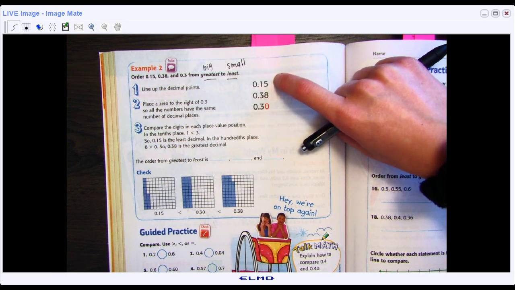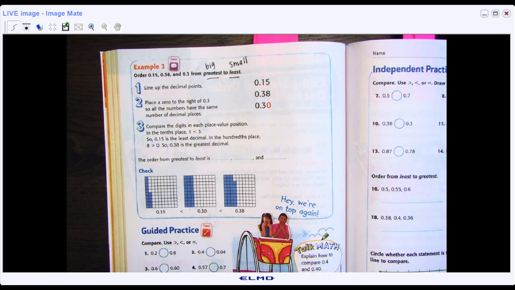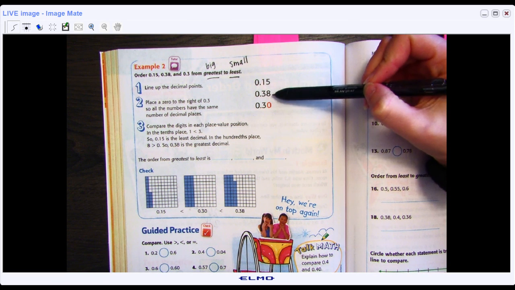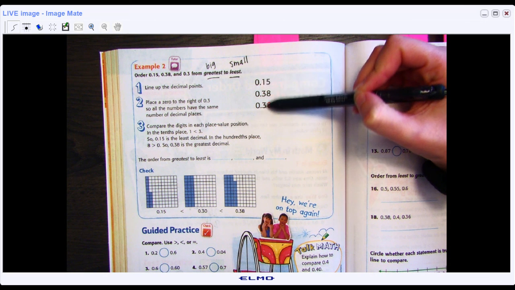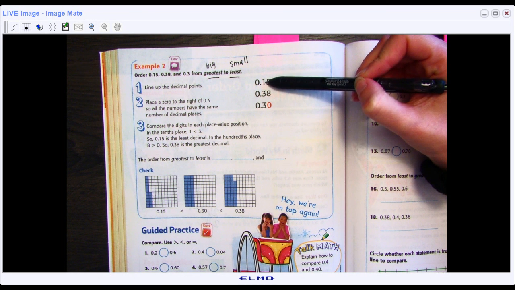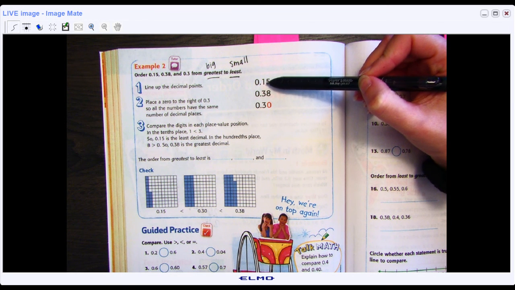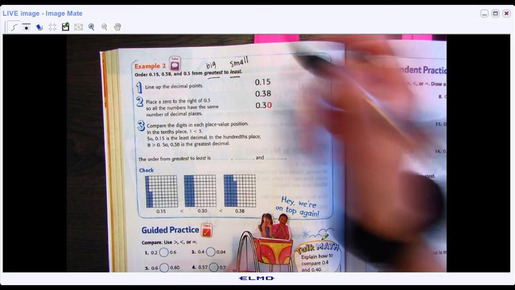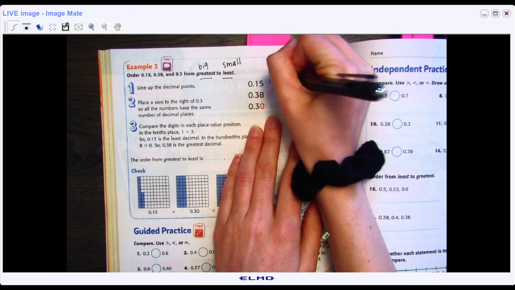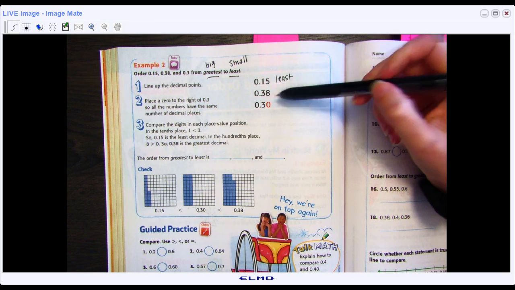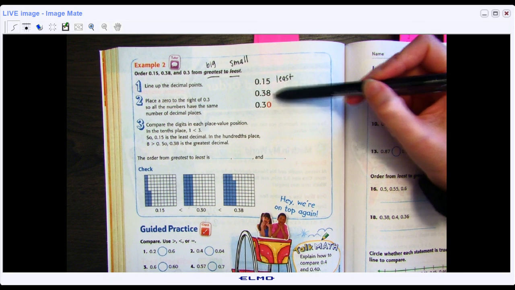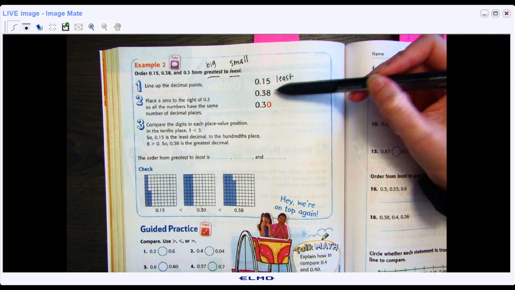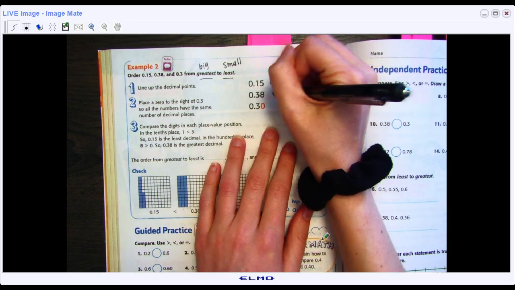Now all of these decimals have the exact same amount of digits. Now they can just compare them and look at 15, 38, or 30. Well, if you look in the tenths place, the 1 is the smallest number there. So that one obviously has to be the least. And then the 3, in this case, they're the same. So let's go to the next digit, 8 and 0. Well, 8 is bigger than 0. So this one has to be the greatest.